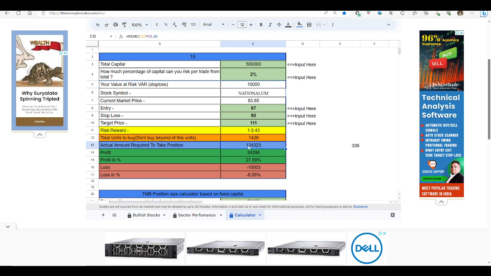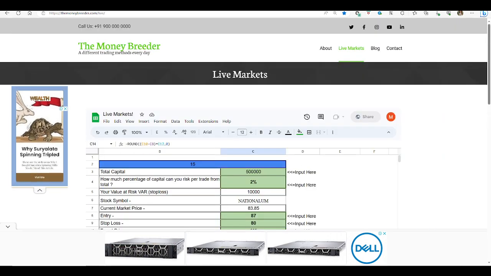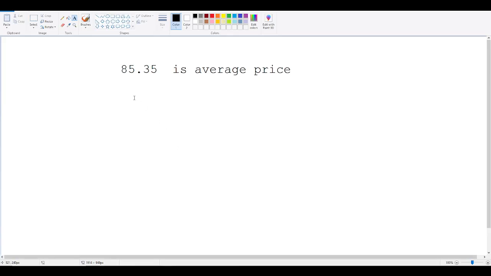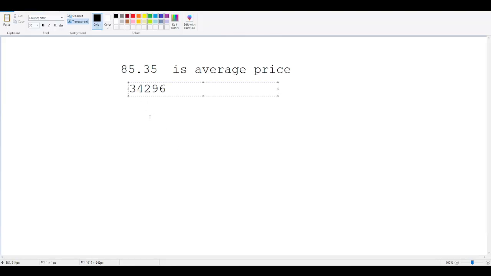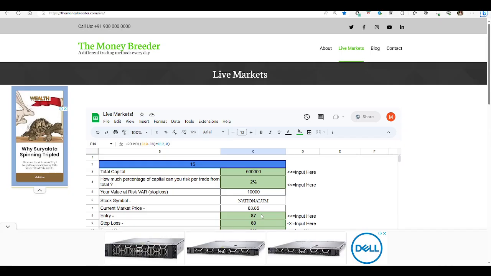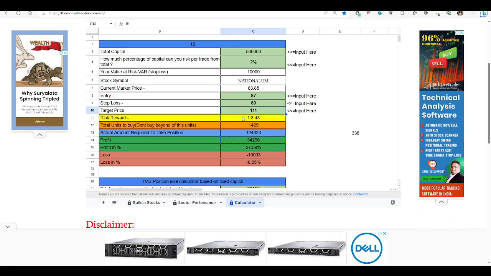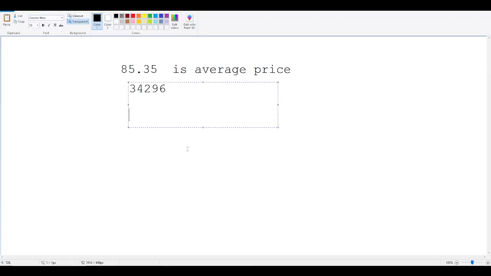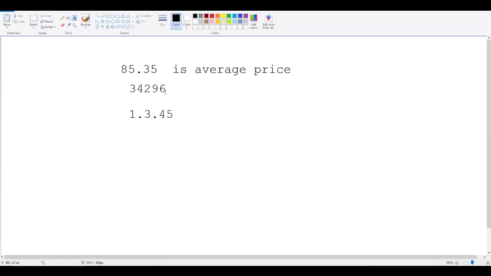So what is the profit? 34,000 here. Let me take this 34,000. Somewhere some problem is there. This is the total profit. Total loss is fixed, 10,000 rupees. What is the risk reward we are having? 1 is to 3.45, approximate values. It's not a big deal.